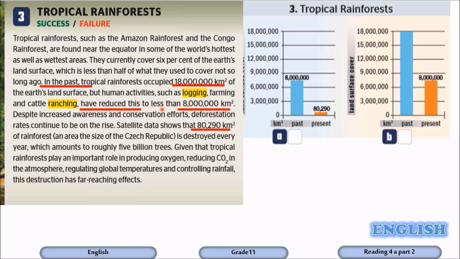Have reduced this to less than 8 million square kilometers. So reduced from the past to the present, it declined. Very good. And it is destroyed every year. We are talking here about rainforest, which is destroyed every year. So there is a downward trend. There is a decline from the past to the present. The answer will be, very good, number B.